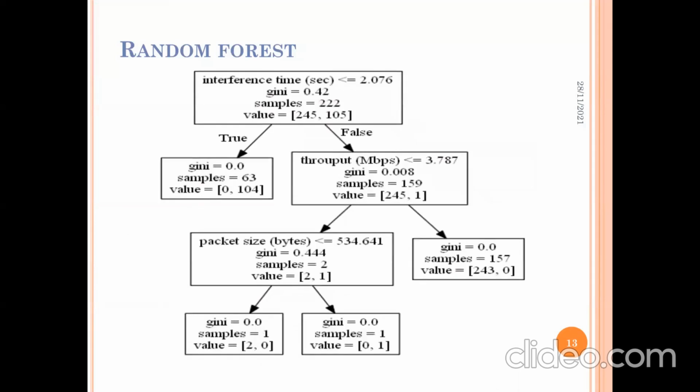In the last tree, when the Platoon is highly interrupted and the throughput is more than 3.7 bytes per second, regardless of the packet size, the Platoon should switch to RF technology.